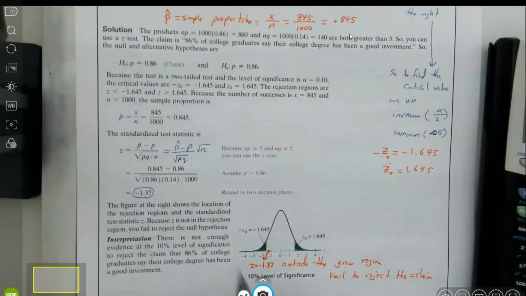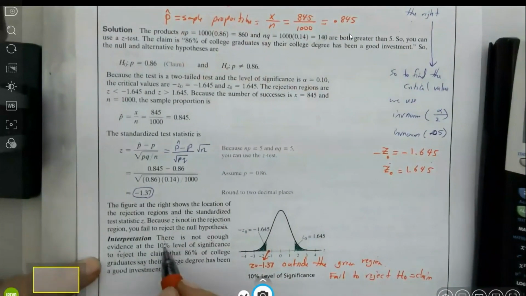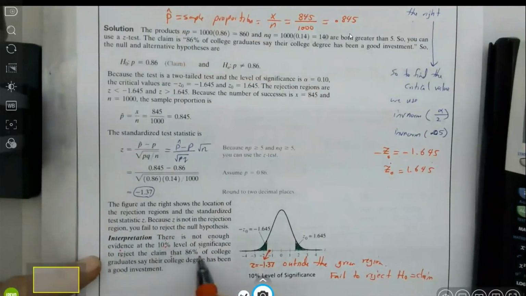What's the meaning of that? There is not enough evidence at 10% level of significance to reject the claim that 86% of college graduates said their college degree has been a good investment.